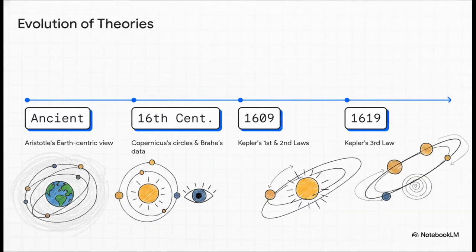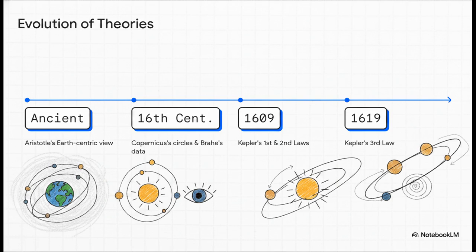Think about this. Before we had space telescopes, satellites, and supercomputers, the night sky was literally the ultimate puzzle for humanity to solve. And our understanding had to evolve dramatically. Way back in the ancient era, Aristotle was absolutely confident that Earth was the center of everything. Fast forward to the 16th century, and Copernicus correctly put the sun at the center, which was a huge step. But he still thought planets moved in perfect circles.